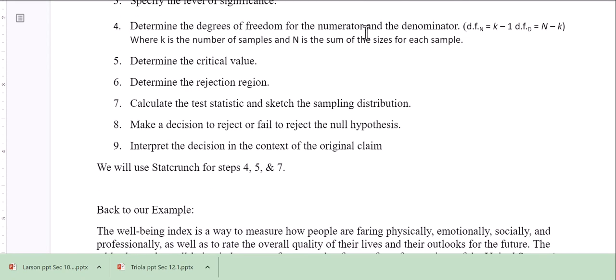Determine the degrees of freedom for the numerator and the denominator. This is if we were going to try to find the critical value to determine the rejection region. Degrees of freedom for the numerator are k minus 1, where k is the number of samples. For our example, we have four samples, 4 regions, so we're going to use 4 minus 1. So the degrees of freedom for the numerator will be 3, whereas the degrees of freedom for the denominator is n minus k, where n is the sum of the sizes for each sample. So we'll have to look at what those are.